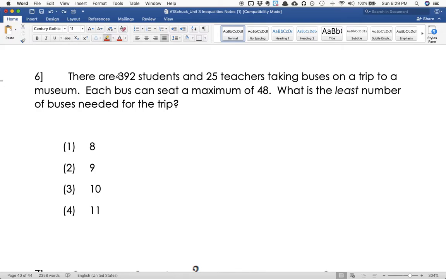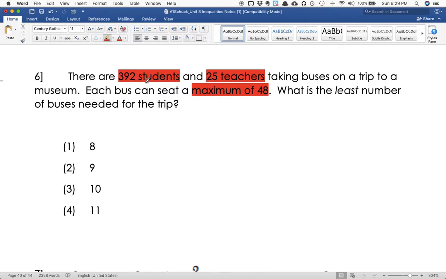There are 392 students, and 25 teachers taking buses on a trip to a museum. Each bus can seat a maximum of 48 people on the bus. So maximum, that means I should be 48 or smaller. What is the least number of buses needed for the trip?